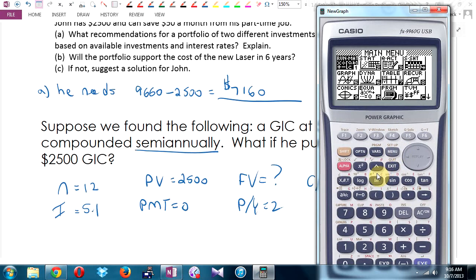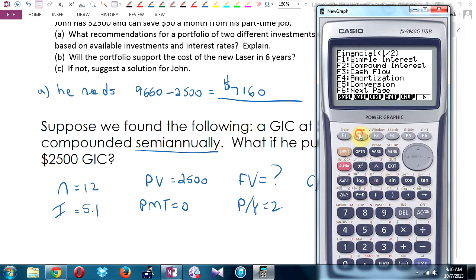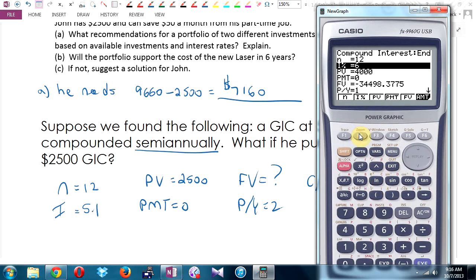Let's go to my graphing calculator. N is 12, 5.1, 2,500, no payment. Final value, don't know, twice a year, twice a year. And I want the final value. Now that'll get him $3,381.96. We could have used A equals P bracket 1 plus little r to the N as well.